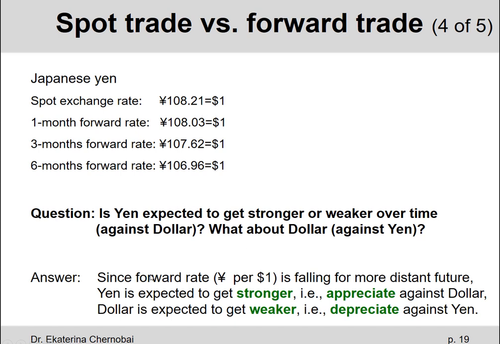And again, you can see that about the yen from the numbers. So let's say, think about Japanese people who will be traveling to the US. Over the next number of months, they would be bringing fewer yen to their local bank to get each dollar. So that's good for the Japanese people, right? So the yen will get stronger or appreciate against the dollar. And that's because the forward rate expressed as yen per dollar is falling. The number is going down for a more distant future.